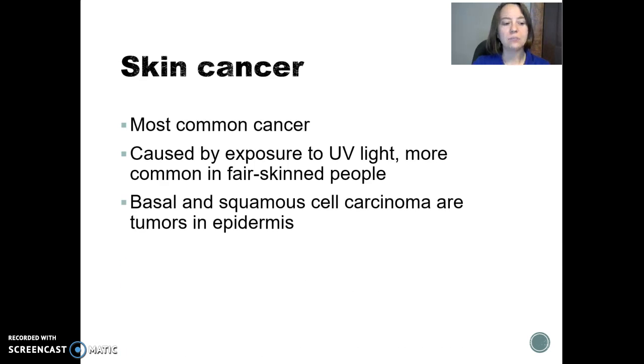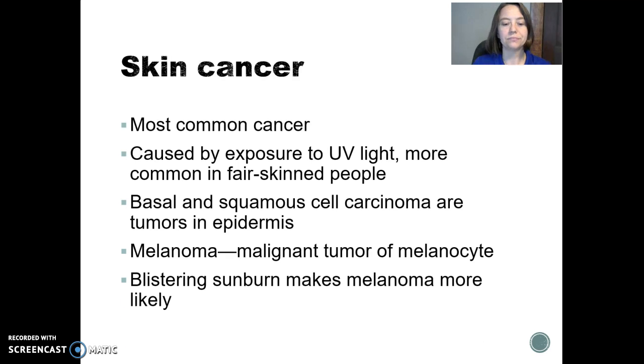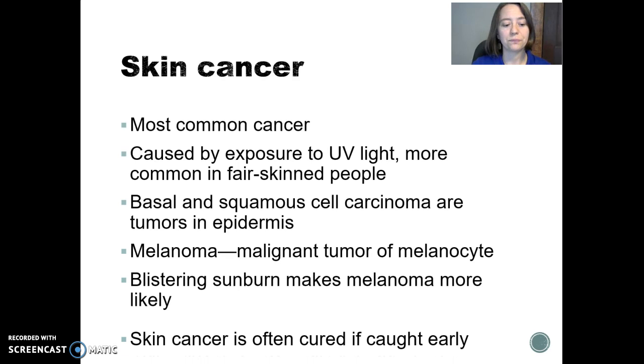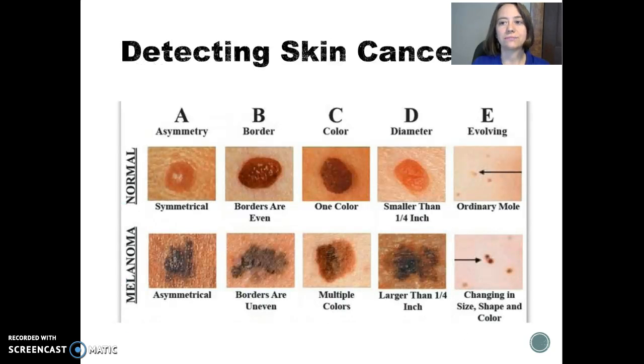A couple of different types are basal cell carcinoma and squamous cell carcinoma. These are both tumors of the epidermis, and melanoma is a malignant tumor of a melanocyte. Blistering sunburns make melanoma more likely. So this is a good reminder to wear your sunscreen and don't get bad sunburns because you'll regret it later in life. Skin cancer, however, is often cured if caught early.